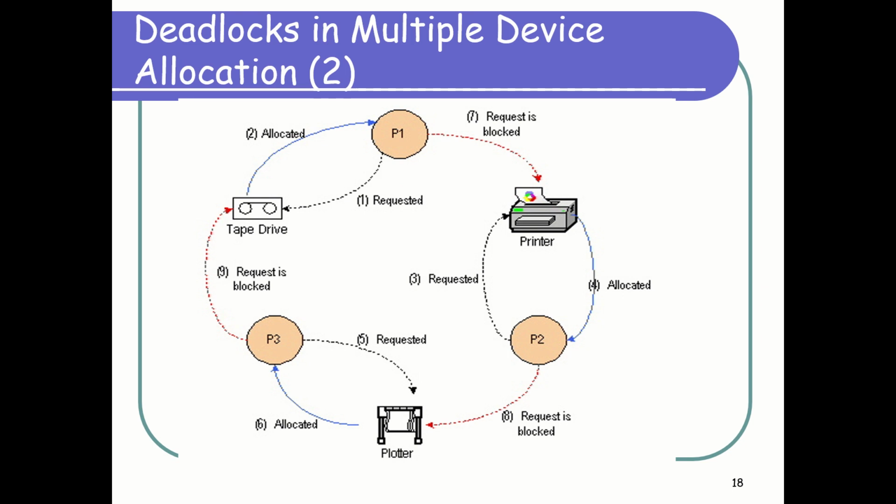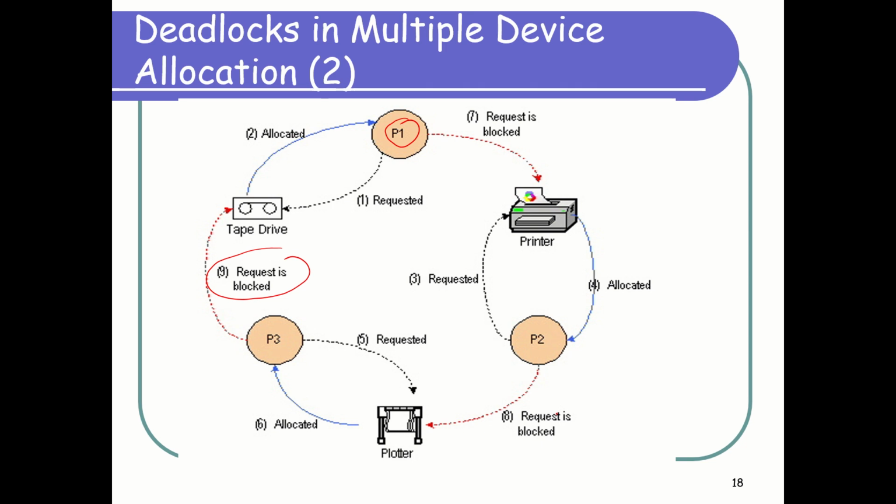So you have a tape drive. This is process one. It requested to use the tape drive, and now the tape drive is allocated to, or serving, P1. Then process 2 requests a printer, and now the printer is allocated to P2. And P3 requested a plotter, and it is allocated to P3. So if P3 tries to access the tape drive, but now the tape drive is serving P1, this will be blocked.